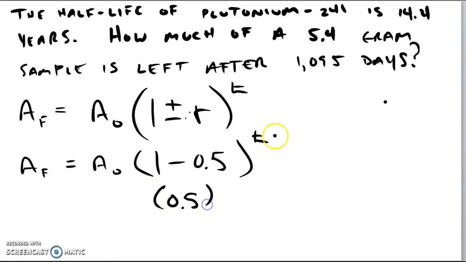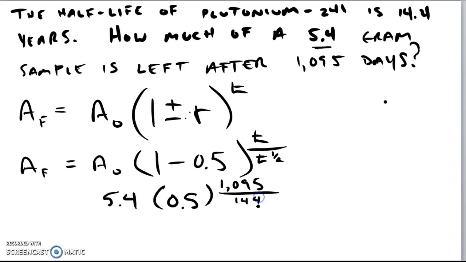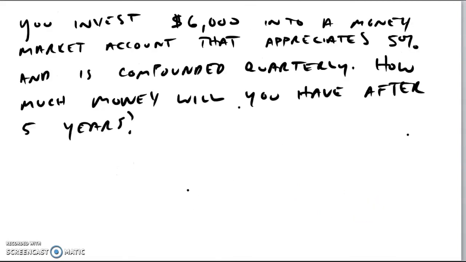We've got 5.5 grams as the original, 5.4, and we're going to raise it to the 1,095 days, and we're going to divide that by the half-life. We've got to figure out how many half-lives are in 1095. So the half-life is 14.4. We wind up getting right around 4.7 grams. That's a solution there.